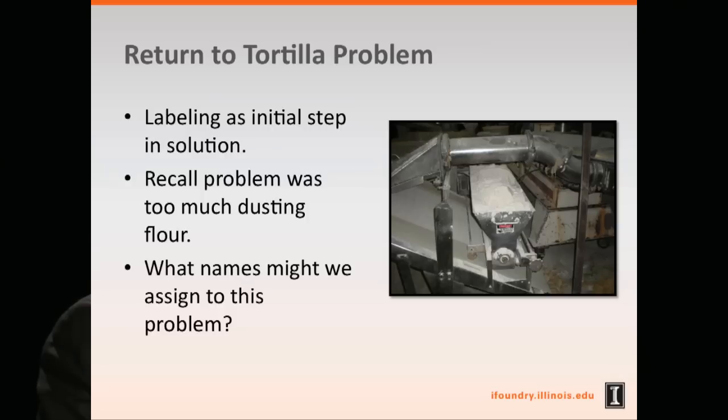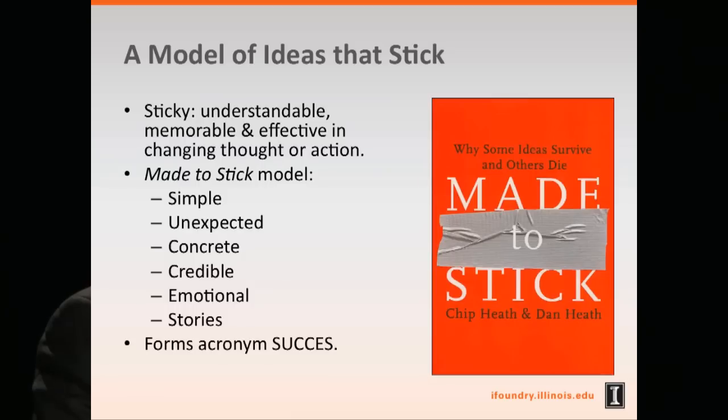Now recall that the problem was too much dusting flour. And so what labels might we want to assign to this particular problem? Well, to answer that question, we need a model of what it means to have a good label. And I think a good source for that is the Heath brothers book. Dan and Chip Heath wrote a book a couple years back called Made to Stick.